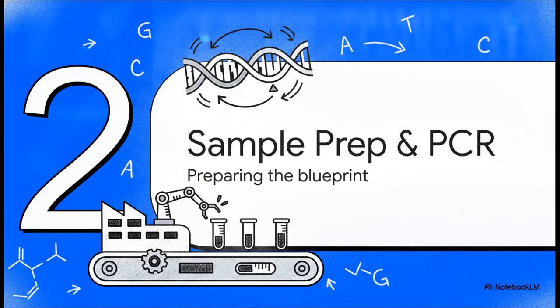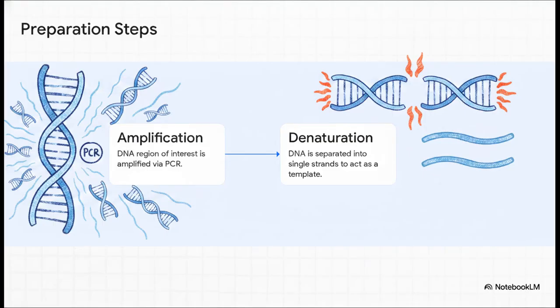Moving on to Section 2, sample preparation and PCR. Now that we know its legacy, let's start up our factory assembly line and see how we actually prep our biological sample. Okay, so before we can sequence anything, we obviously need enough material to work with, right? A single strand of DNA just isn't going to cut it. So first up is amplification.